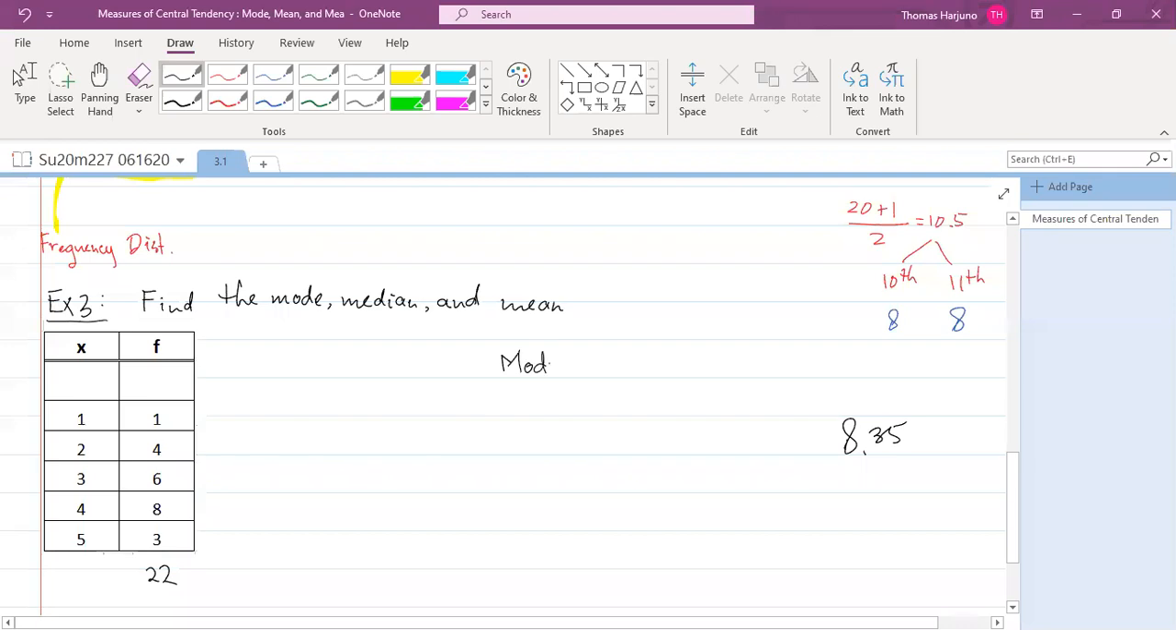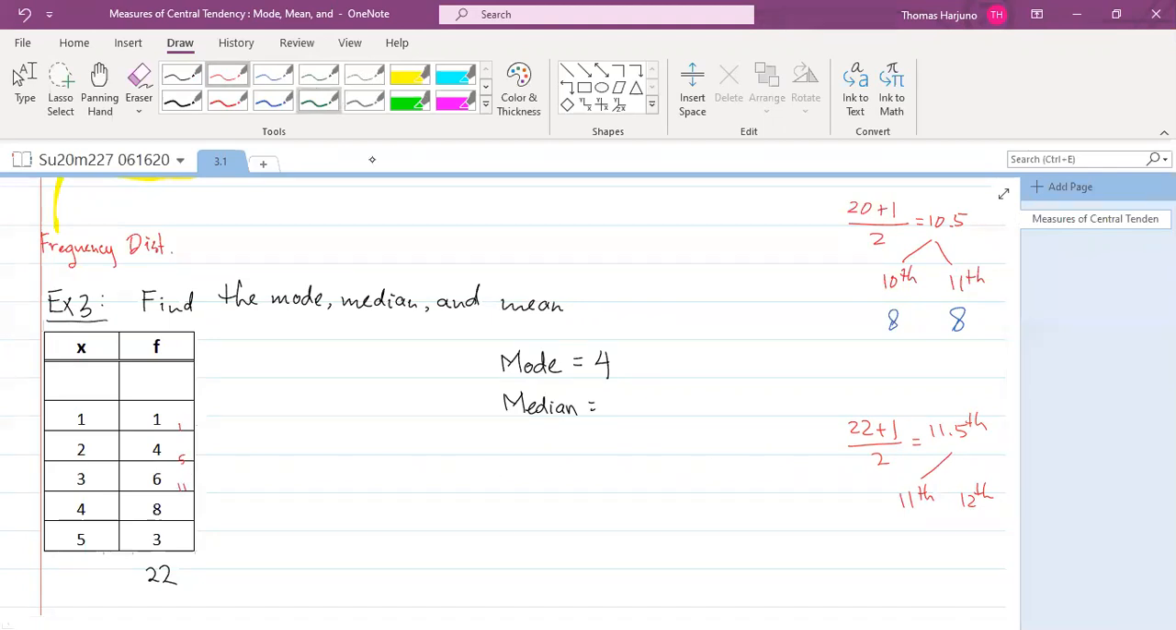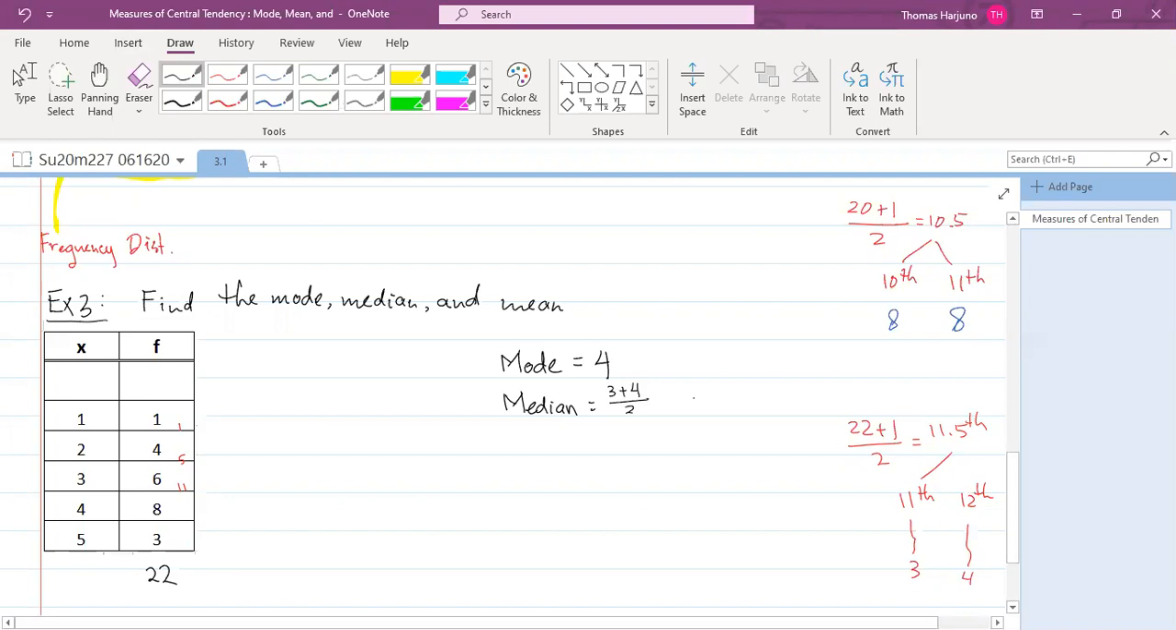The mode will be 4. The median: 22 plus 1 divided by 2, that's 11.5. So I need to look for data number 11 and data number 12. Data number 11, the cumulative is 1, this is 5, this is 11. So data number 11 is 3. How about data number 12? Would that be 4? That's correct. So data number 12 is 4. So the median will be 3 plus 4 over 2, which is 3.5.